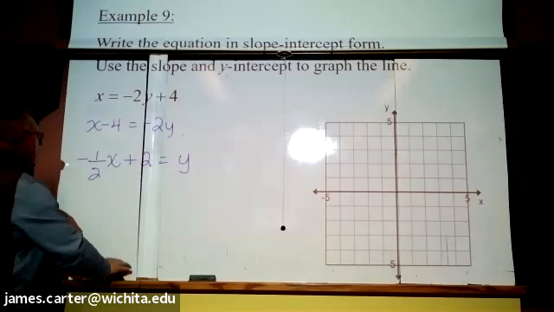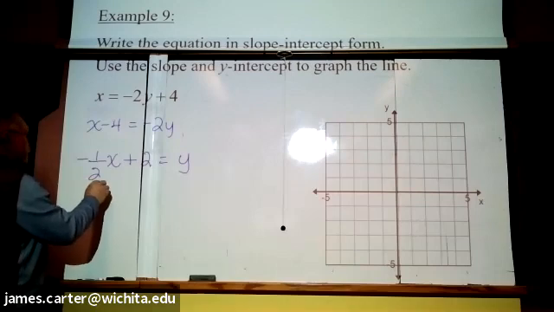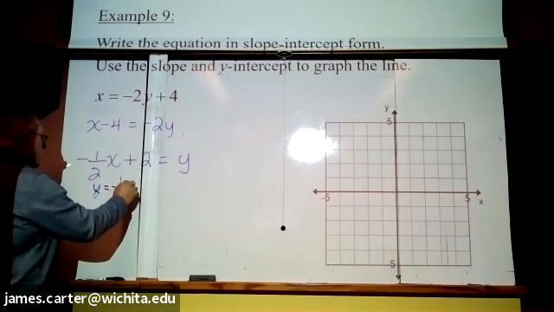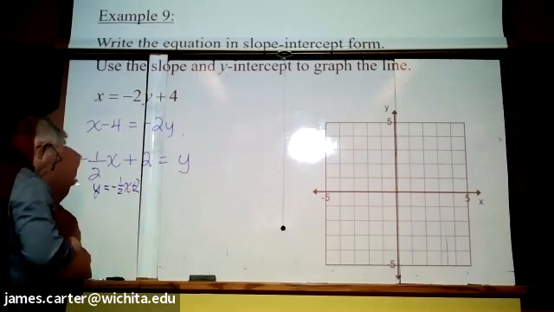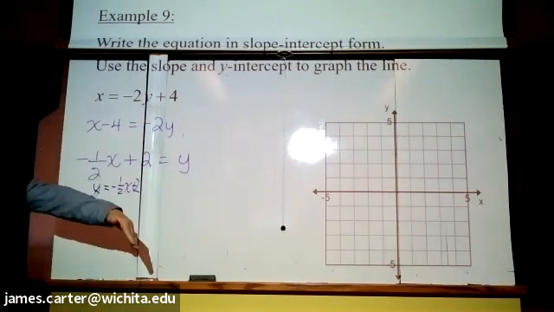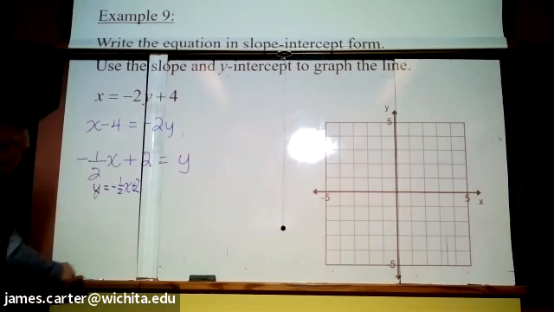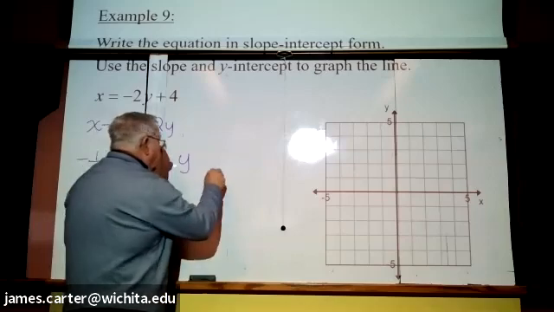So I'm just going to rewrite this as y equals -1/2 x plus 2. Now, this has a negative slope. That means left to right, this graph's got to go downhill. How much downhill? Well, this -1/2 right here.